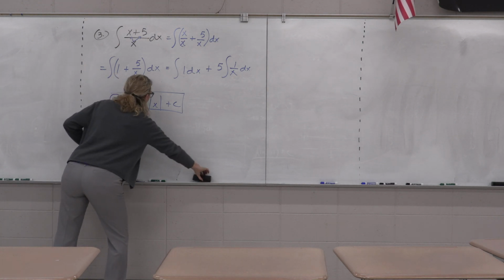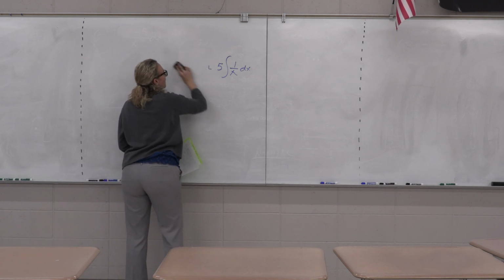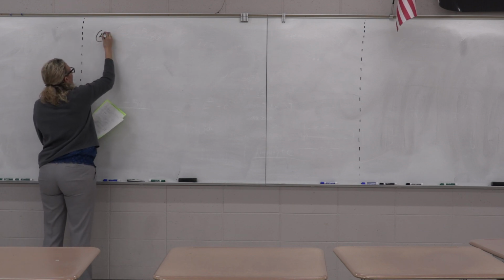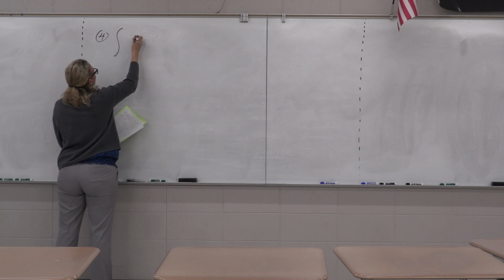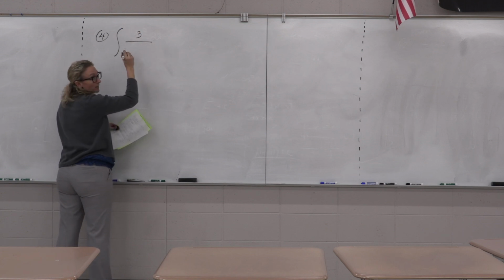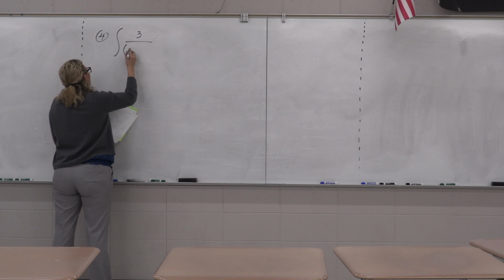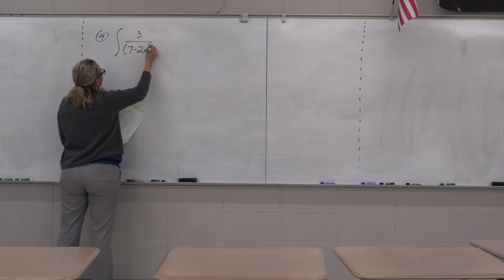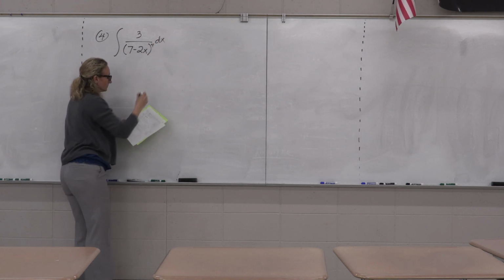Okay, number 4. Let's do the integral of 1, actually change it to a 3. 3 divided by, I'm making this one up, I just thought of it. You know, you guys know I like that when I do that. So I'm thinking up one here. Let's do 7 minus 2x, the quantity to the 4th. dx, oh geez, dx, okay.